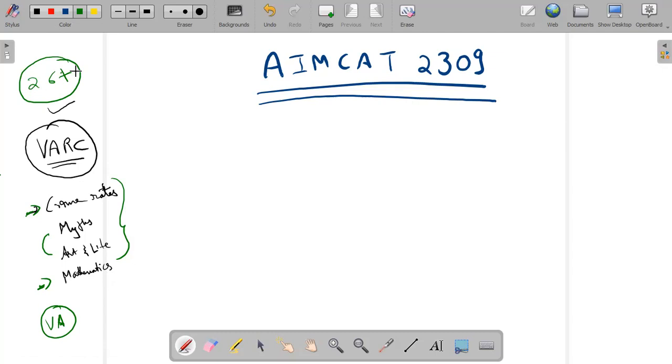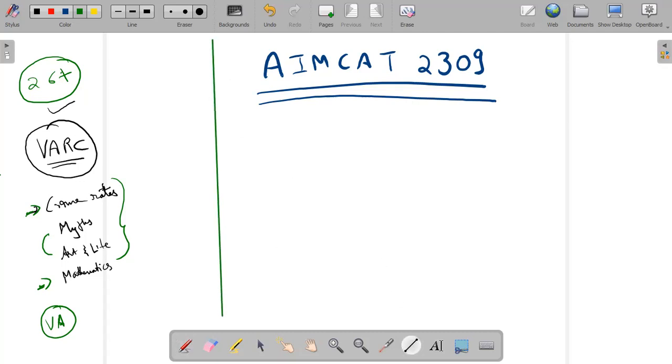My first impression would be that the VRC is not difficult, but it is not very easy also. So it was on the moderate side, and it was one level below the CAT, but not very much below the CAT level. And 26 plus marks is the bare minimum you should be targeting here.